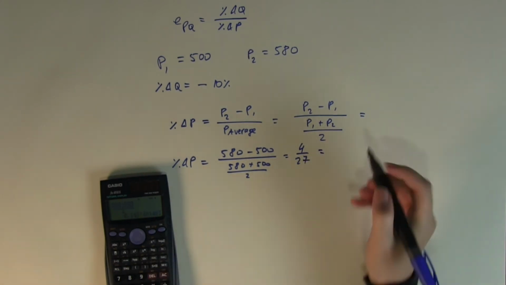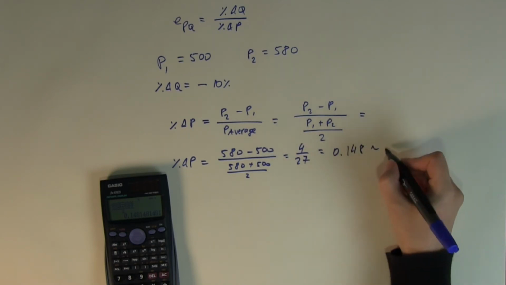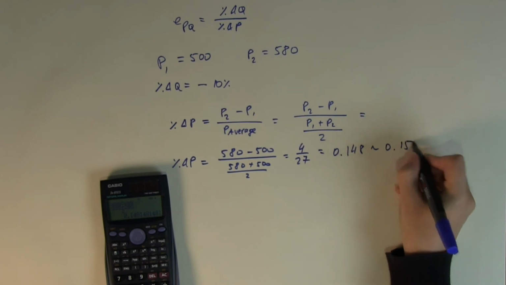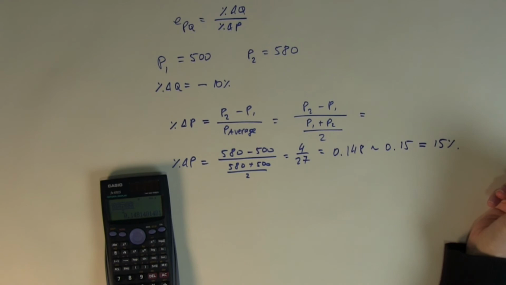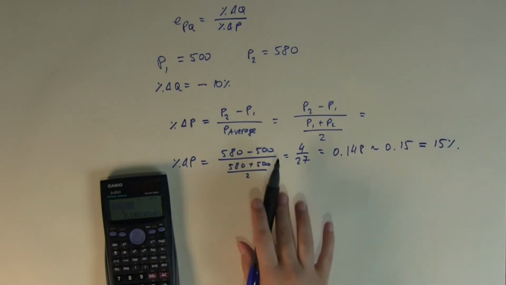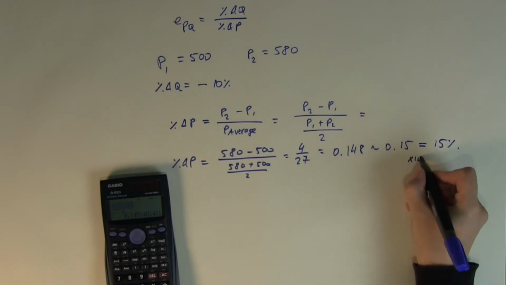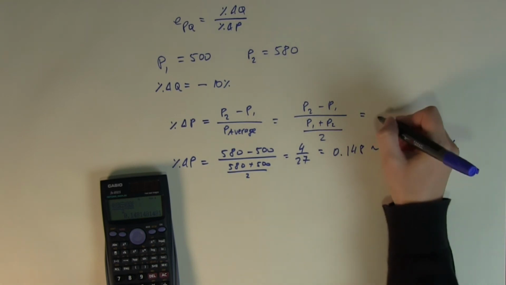which is equal to 0.148, which is roughly 0.15, and that is exactly 15%. Why do I know it's 15%? Because every time I need to convert something into a percentage, I just need to multiply by 100. So the percentage change is 15%.